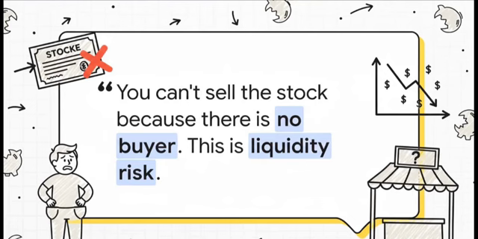Then there's liquidity risk. And this quote just says it all, doesn't it? You own something, you think it's valuable, and you decide it's time to sell. You go to the market, and it's crickets. There is literally no one there to buy it from you. Your asset is trapped. That terrifying feeling of being stuck, that's liquidity risk. You just can't get out.